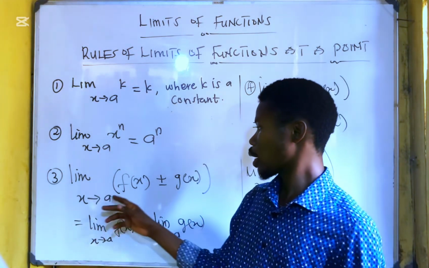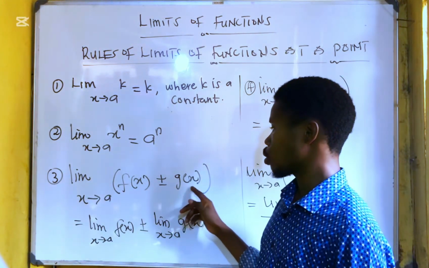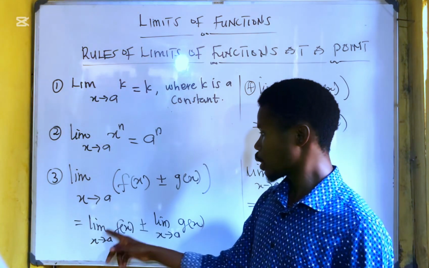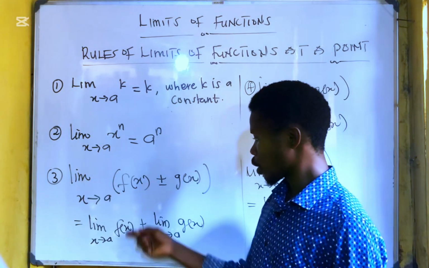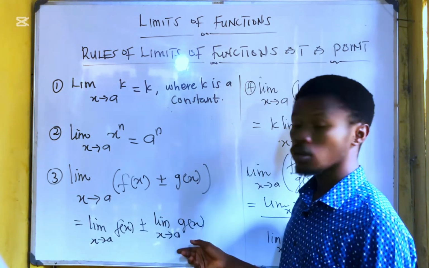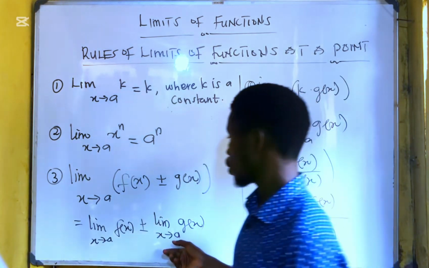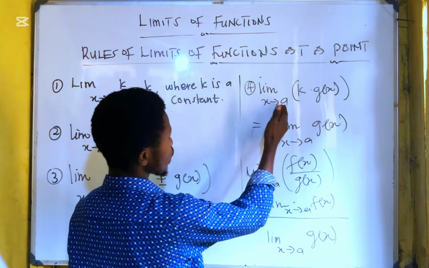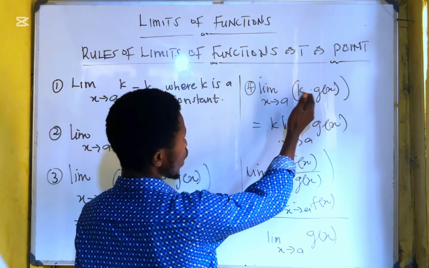So the limit as x approaches a of f of x plus or minus g of x will give us the limit, so you apply the limit on this function alone, separately, plus or minus the limit on this function alone. Is that okay? Good. Then we also have the limit as x approaches a of k times g of x.